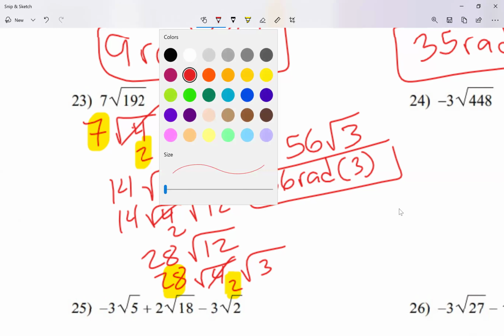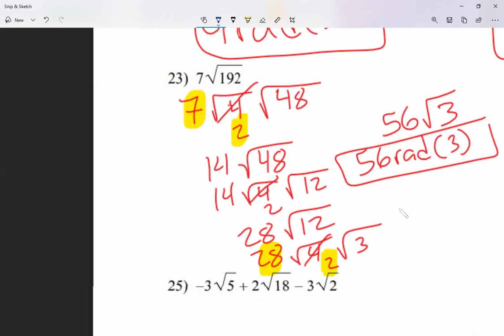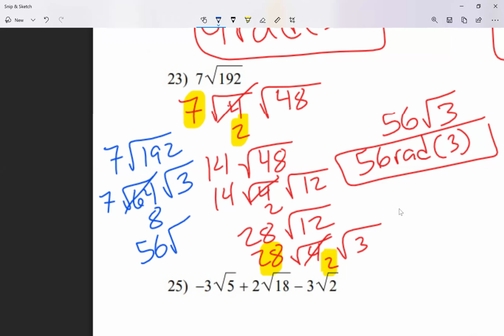Now in blue, let me write this in blue. Somebody might be like, do I really have to take that many steps? No, not quite. I could have just started. Let me do the work here at the side. Let's say I had 7 radical 192 to begin with. Do nothing with my 7. But my radical 192, I split that as 64 times 3. 64 times 3 is 192. The square root of 64 is 8. When I multiply my whole numbers, it gives me 56 radical 3.